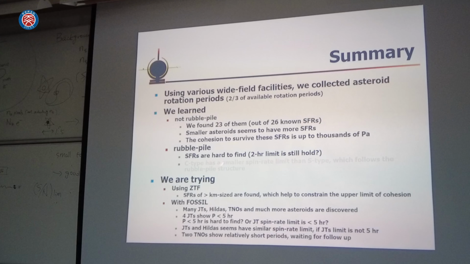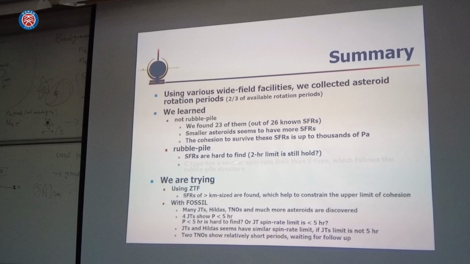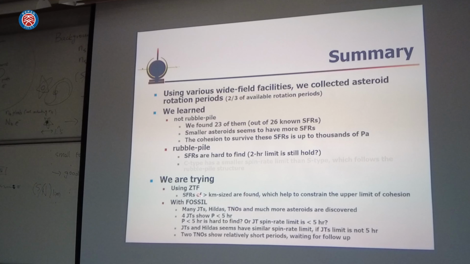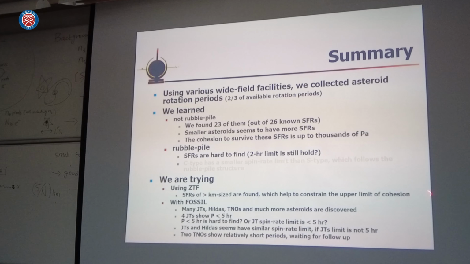However, it's still very hard to find superfast rotators. It's kind of suggesting that the spin rate limit is still over there. And we are trying to find superfast rotators which have a diameter up to a few kilometers, and we define them. This can help to constrain the upper limit of the cohesion that is needed to survive superfast rotation.